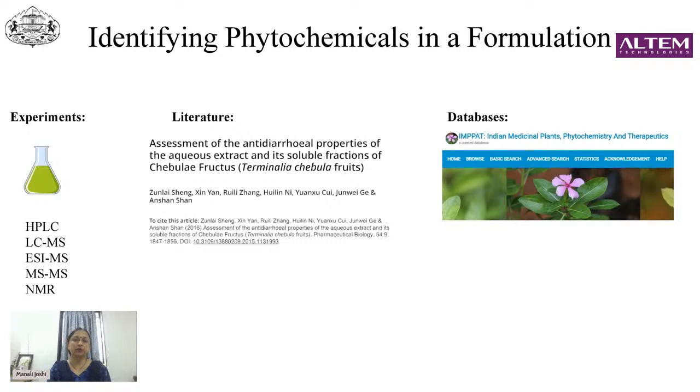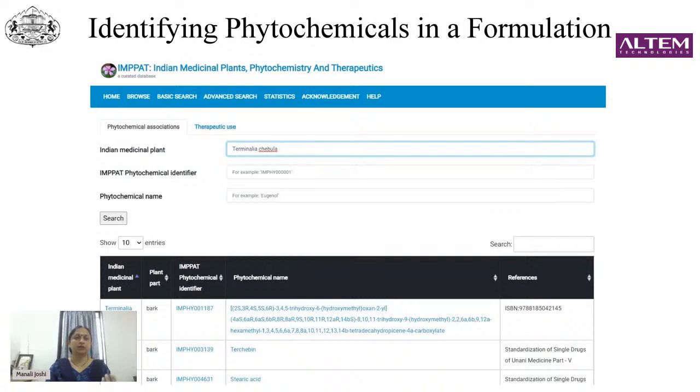So here, what you can do is you can go and browse for the plant part of your interest, like I'm showing you here. So, for instance, you can say Terminalia chebula, and what are the ingredients, let's say in the bark or the fruit, and then you can just take this information.